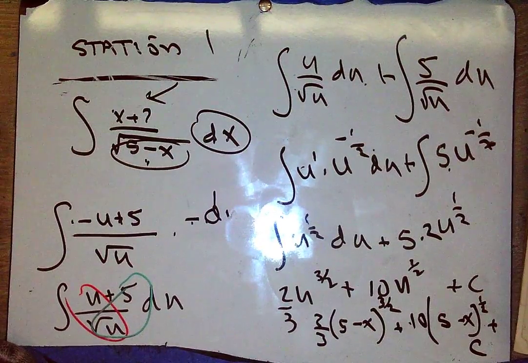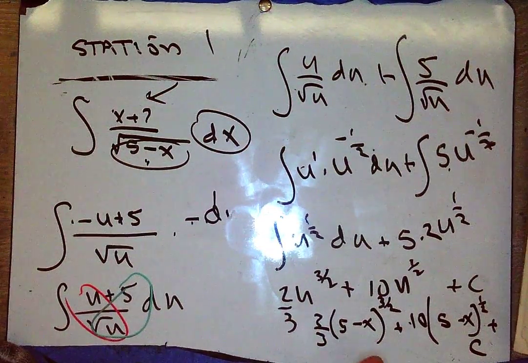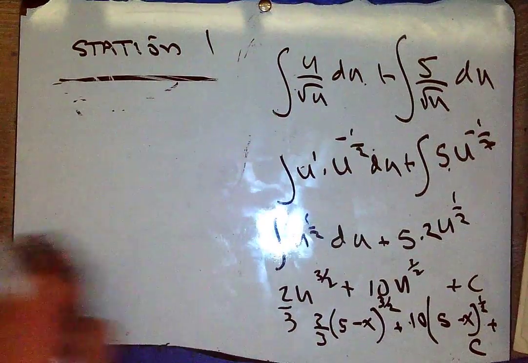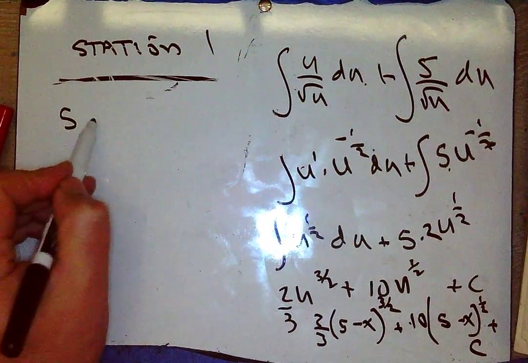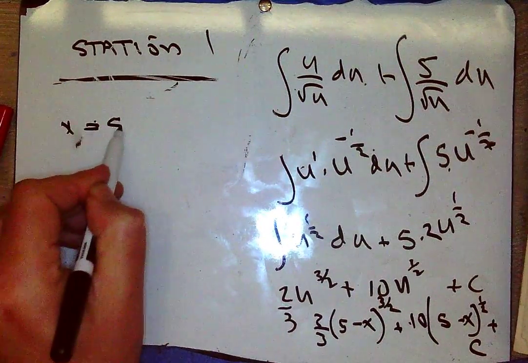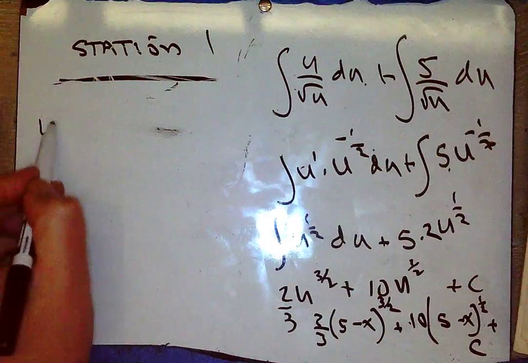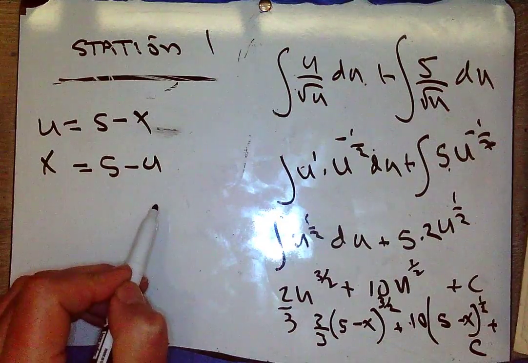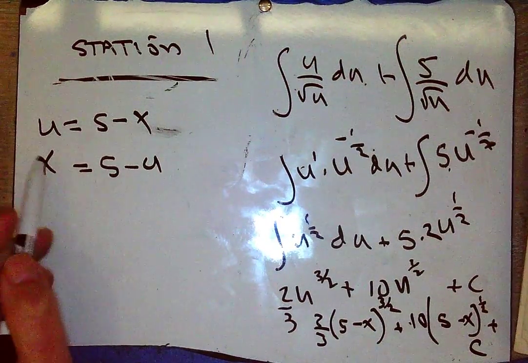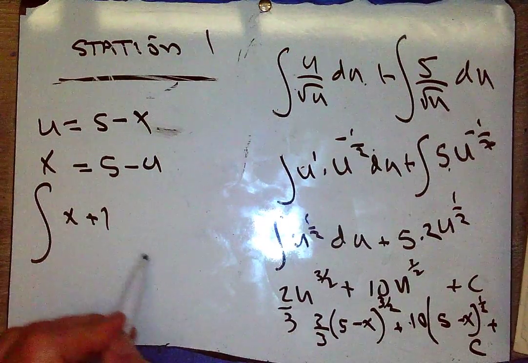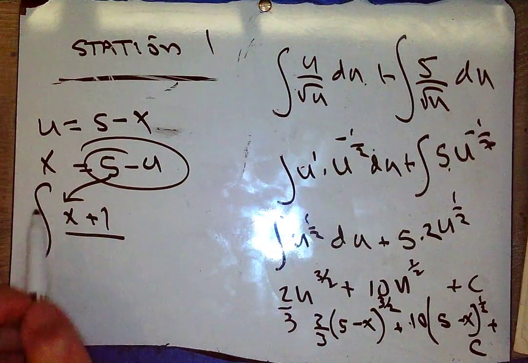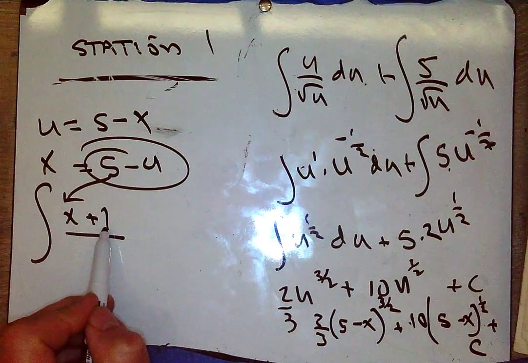Okay, wait. There's something amiss here. I think there was a problem with my original u sub. So hold on while I clarify that. Remember how we said u is equal to 5 minus x, and that means that x is equal to 5 minus u. And so I could take this and replace x here in the numerator, this x plus 7. This x is that. And I think what happened the first time I went through is I lost this 7.